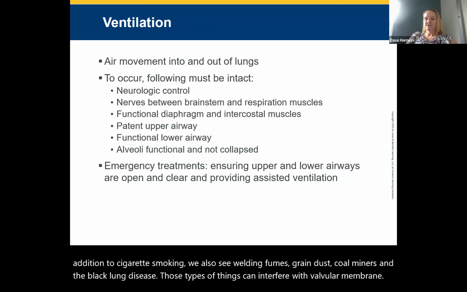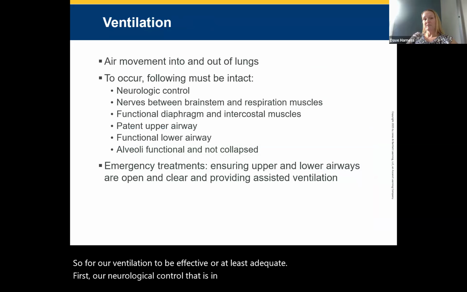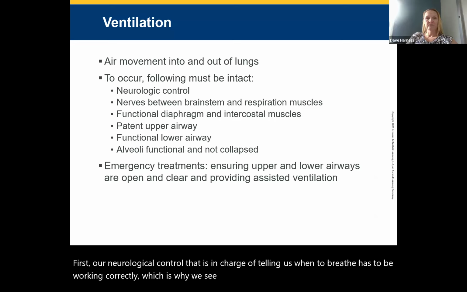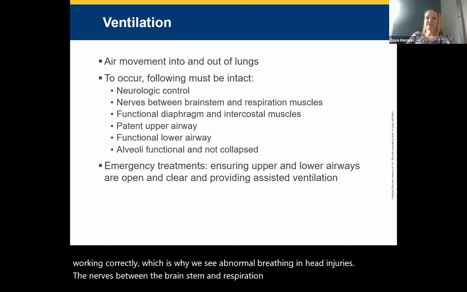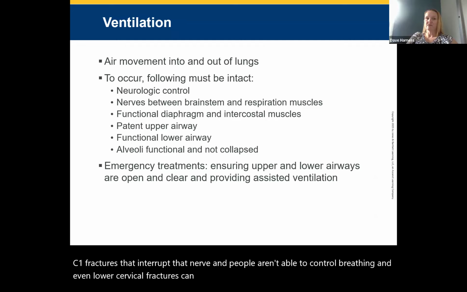So, for our ventilation to be effective or at least adequate, first, our neurological control that is in charge of telling us when to breathe has to be working correctly, which is why we see abnormal breathing in head injuries. The nerves between the brainstem and respiration, so that would be like the high C1 fractures that interrupt that nerve and people aren't able to control breathing, and even lower cervical fractures can affect the strength of those muscles. Functional diaphragm and intercostal muscles.